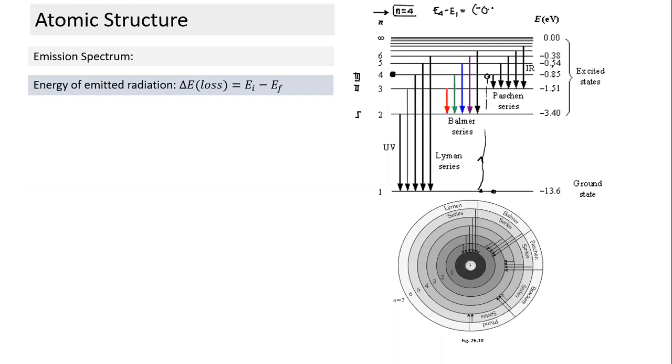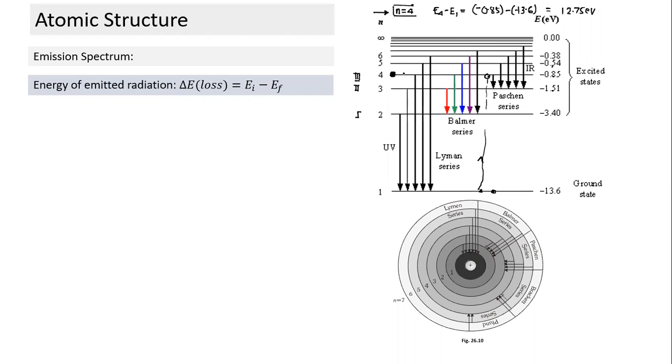Minus 0.85 minus minus 13.6. So that is roughly about 12.75 electron volts. So if we make EM radiation having energy exactly equal to this pass through a hydrogen atom, we'll find quite a few photons will be missing. Quite a few photons will get absorbed by the hydrogen atom. So it goes to that one.